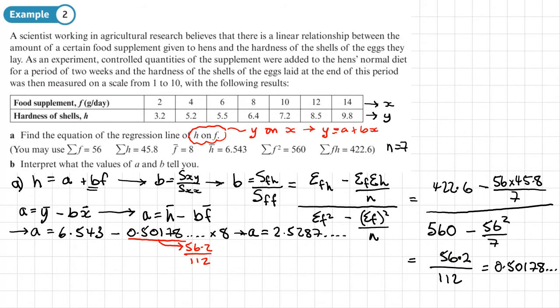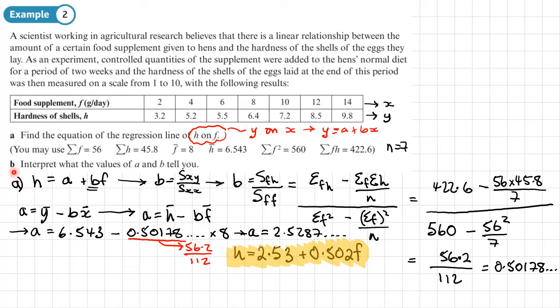Okay, so now I'm ready to give my regression line. So H, the hardness of the shell, is equal to A. Now I'm going to give my answers to 3 significant figures, so 2.53, plus B, again to 3 significant figures, 0.502, times by F, the amount of grams of food supplement that is given to the chicken. I believe they're chickens or hens.